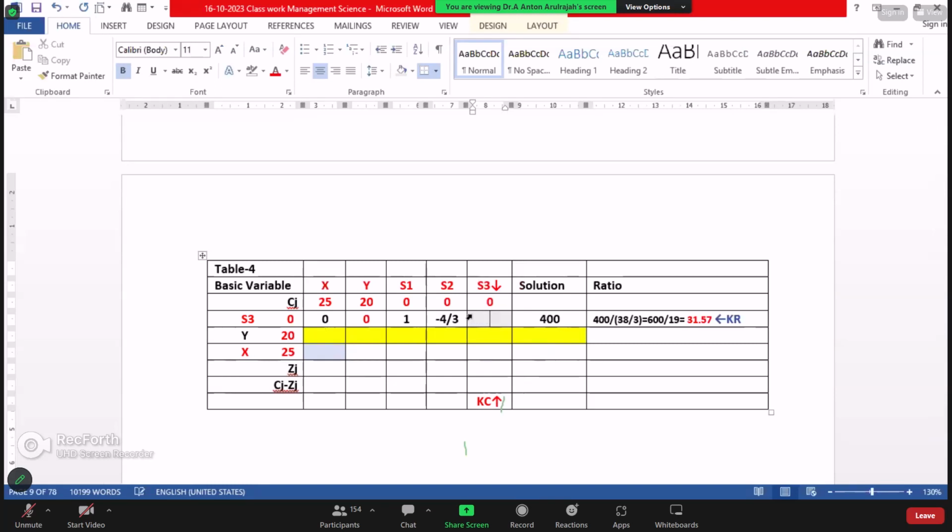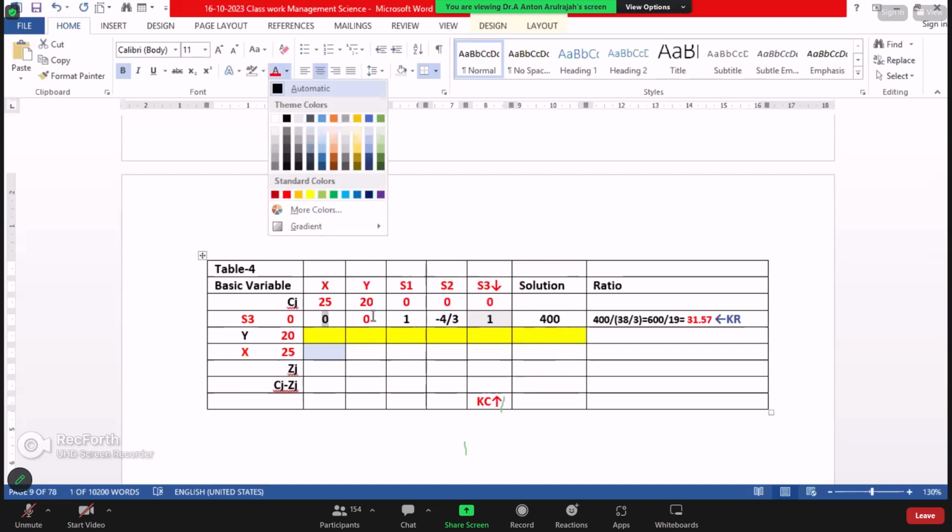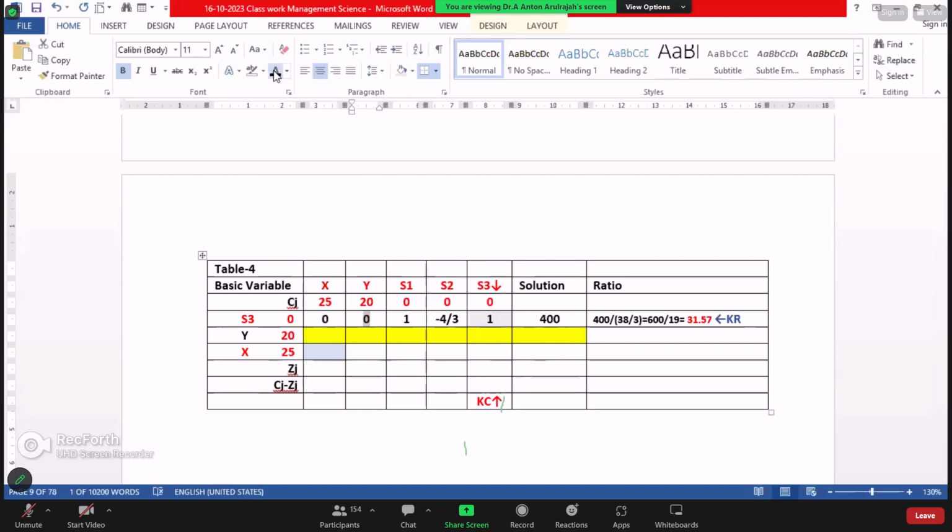And this is 1. This is 0. Okay, that is 0. This is also 0. Right? This 1 has to be divided by 38 by 3. That is 3 by 38. 3 by 38. Okay. This 1 has to be divided by that.